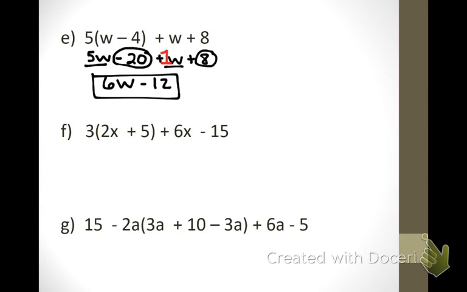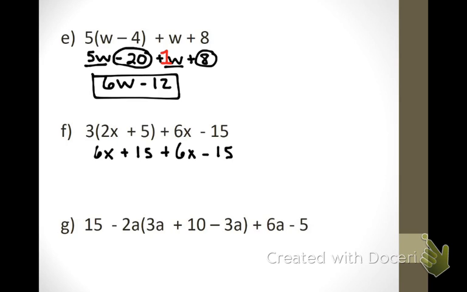Okay, let's go ahead and do the distributive property on this first one. 3 times 2x, what is that? 6x. 3 times 5. 15. Okay, so plus 15. And bring everything else down. Plus 6x minus 15. Remember, if you want to, you can use the commutative property and switch things around, or you can just do it in your head.